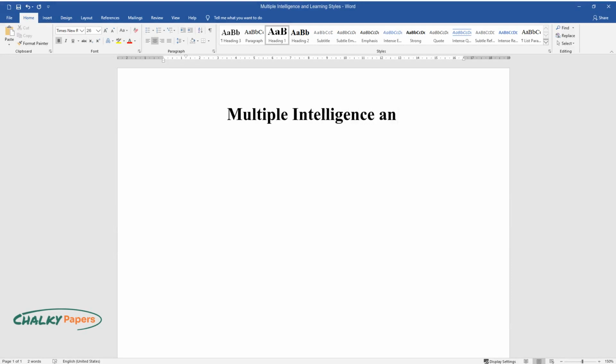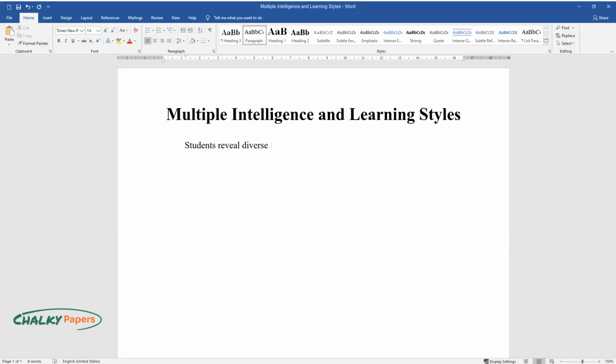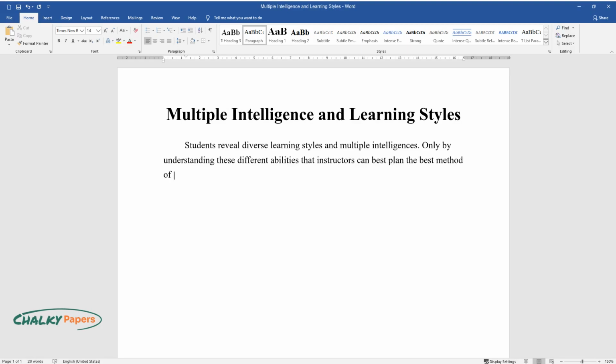Multiple intelligence and learning styles. Students reveal diverse learning styles and multiple intelligences. Only by understanding these different abilities can instructors best plan the best method of teaching in order to assess students' grasp. The article demonstrates how the two education styles relate.